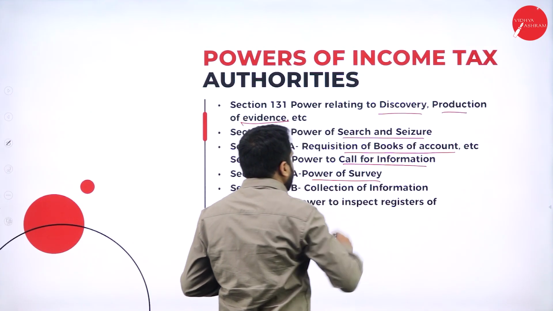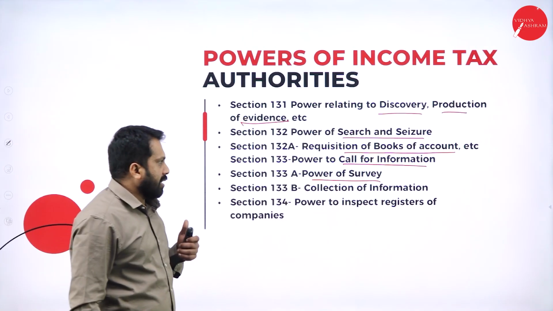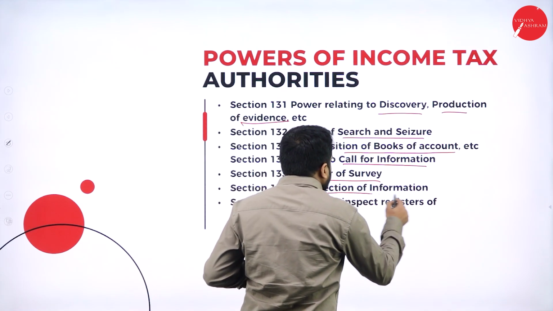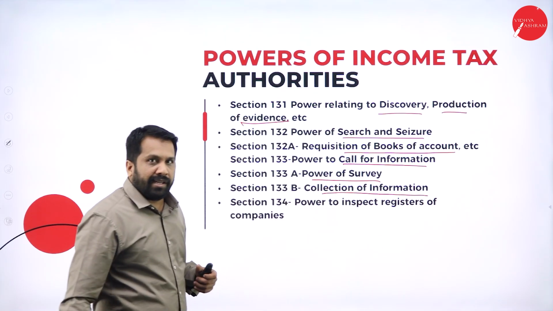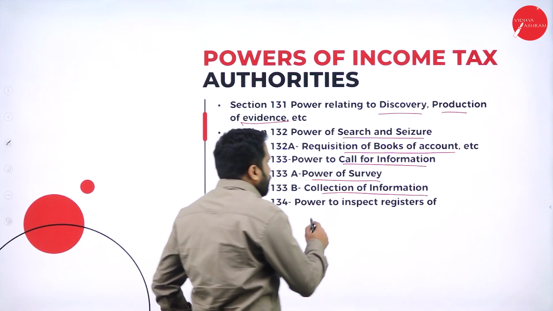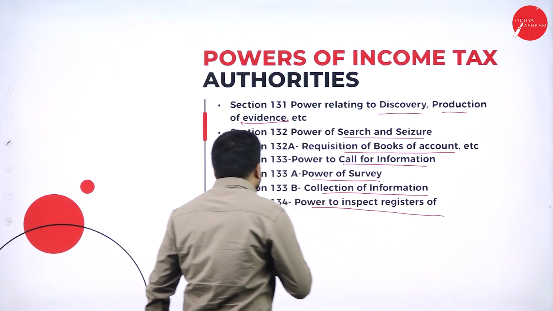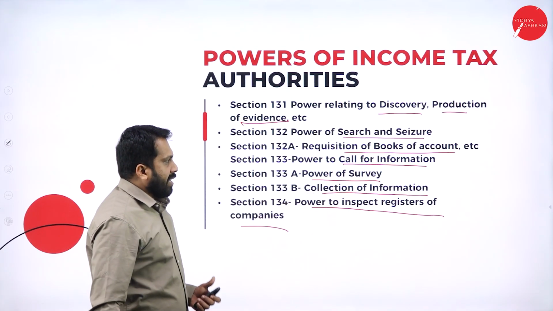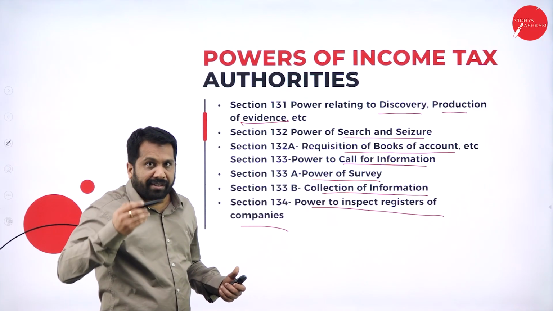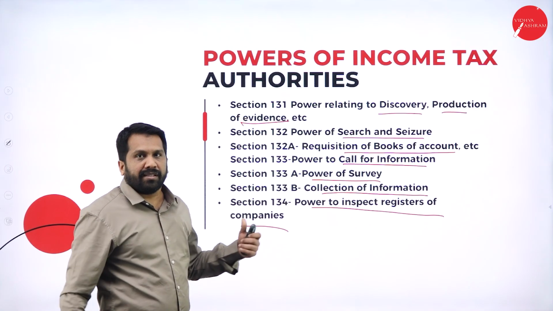Power of survey. They have all the rights to do survey. Then collection of information. They can collect all the information. Next, power to inspect registers of companies. So they can go to the company, they can see all the registers, including the attendance book, they can check.